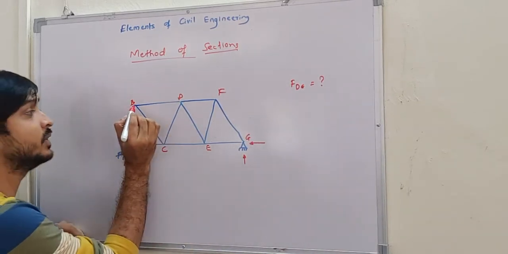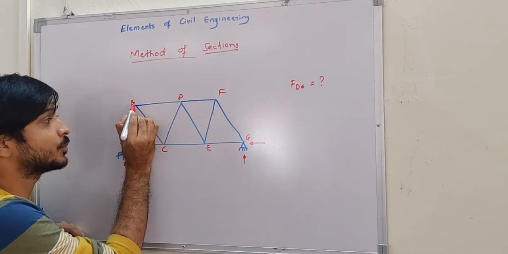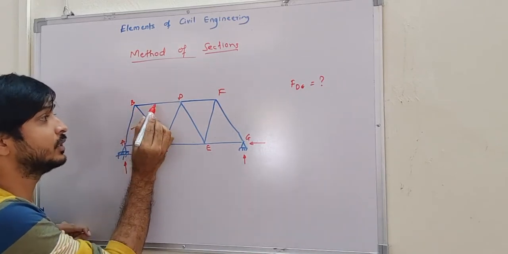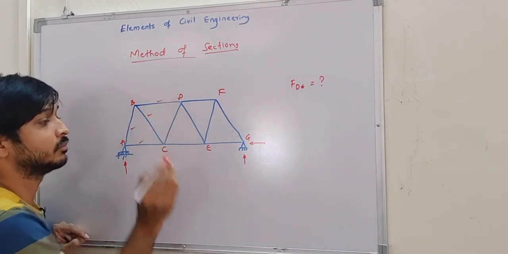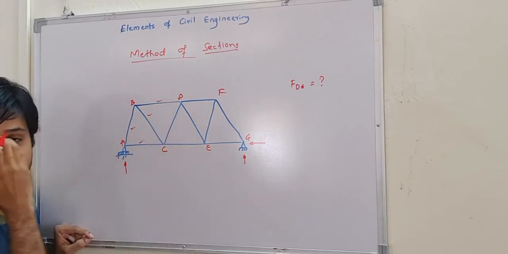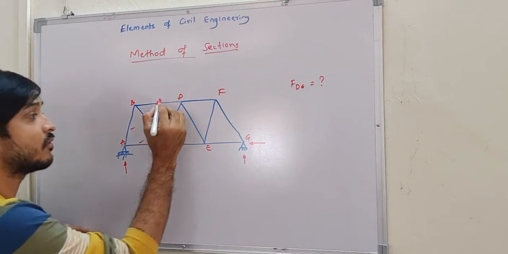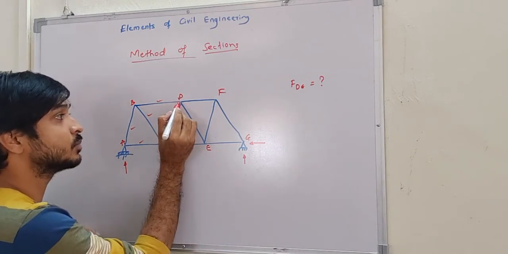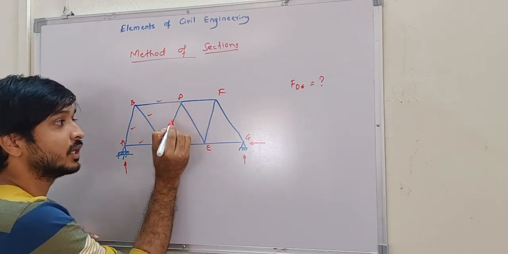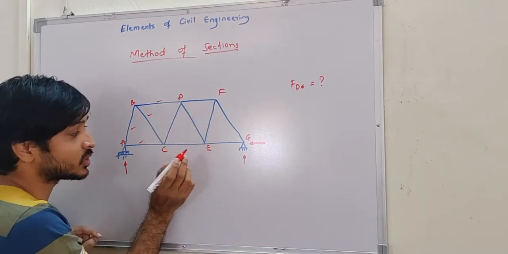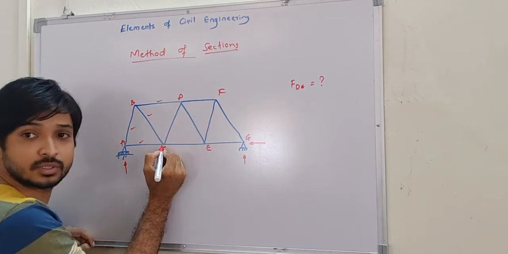Then I'll come to joint B, where these are the two unknowns. I can easily find them by taking the equilibrium of the joint. What we are doing is taking the equilibrium of the joint here, right? So I have found this. Then I have to come to this point. If I come to this, there is one unknown, two unknown, three unknown. This is not possible. Before that, I have to come to this joint C.